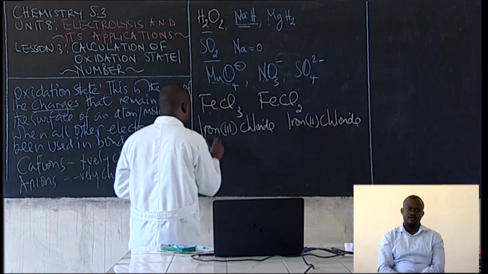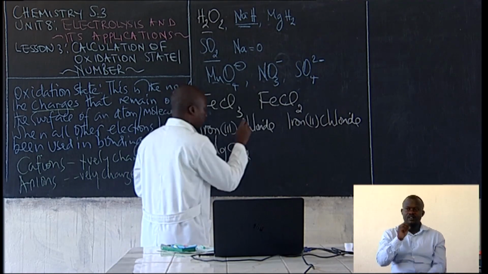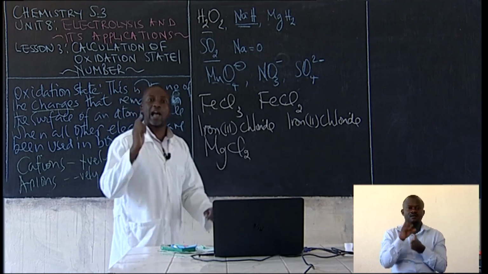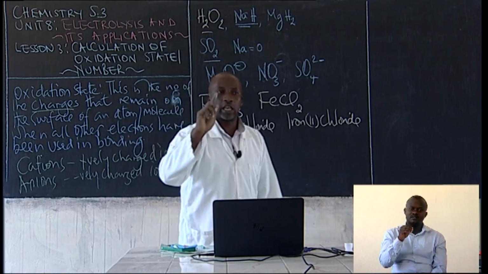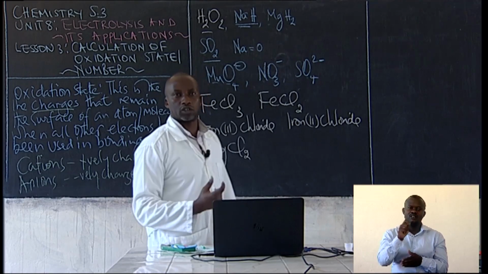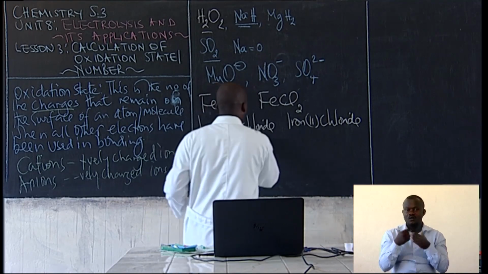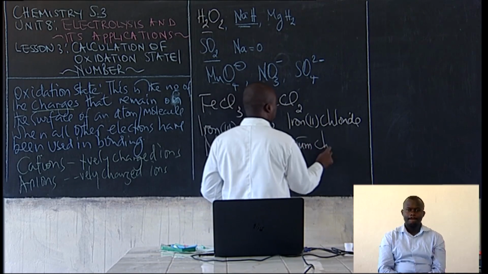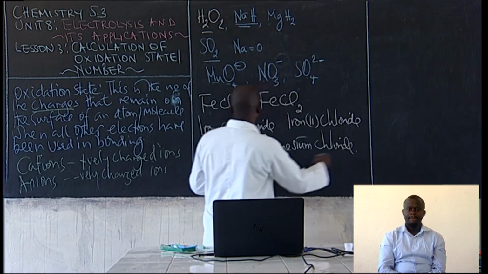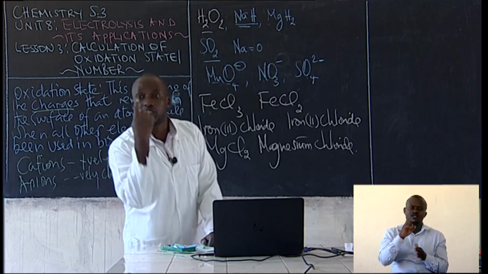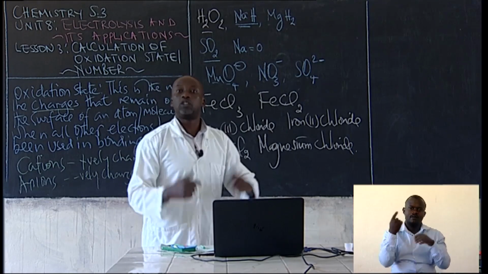But when we have magnesium, we don't need to mention the oxidation number because magnesium has got only one single oxidation number, oxidation state. So we say this is magnesium chloride. Magnesium chloride. Why? We don't need to mention the oxidation state of magnesium because it is only one. We don't need to change that one.